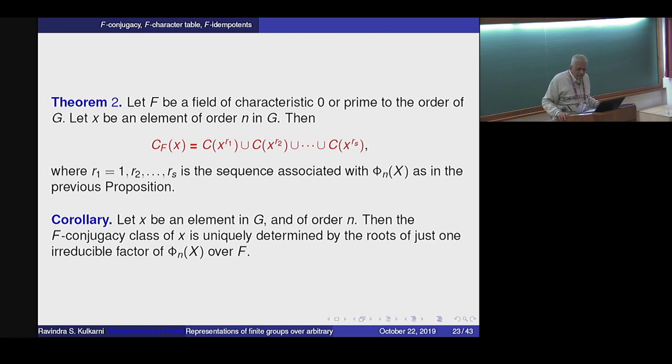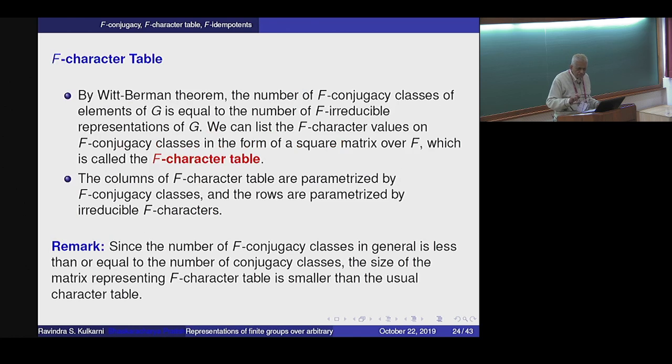And let X be an element in G of order n, then the F conjugacy class of X is uniquely determined by the roots of just one irreducible factor, phi n x over F. So the F character table. By the Witt-Berman theorem, the number of F conjugacy classes of elements of G is equal to the number of irreducible representations, and we can construct the F character table in the usual way.